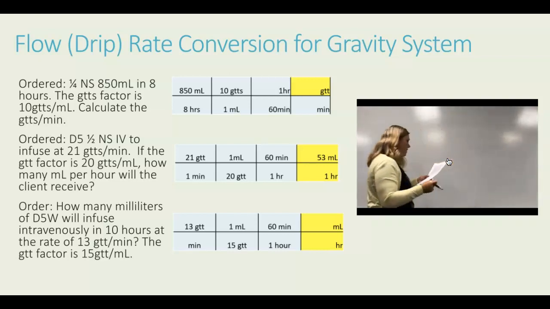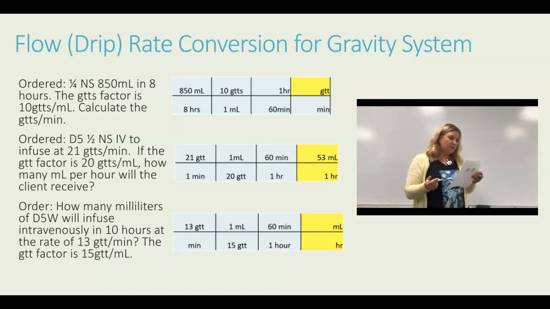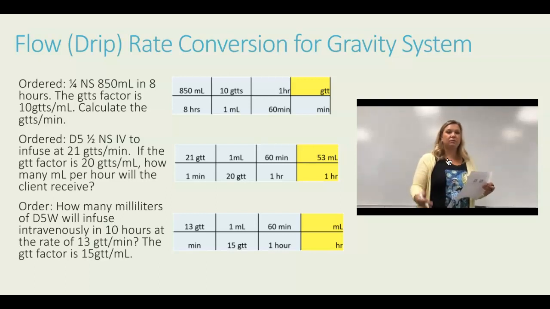All right, ordered is D5 1/2 normal saline IV to infuse at 21 drops per minute. The drop factor is 20 drops per mil. Now it's asking us, how many milliliters per hour is this client receiving? So we have all the drop factor information, but now we have to convert it to milliliters per hour. So we're kind of working backwards. Again, dimensional analysis, you can do that. You just have to build your problem to answer what it's asking you.